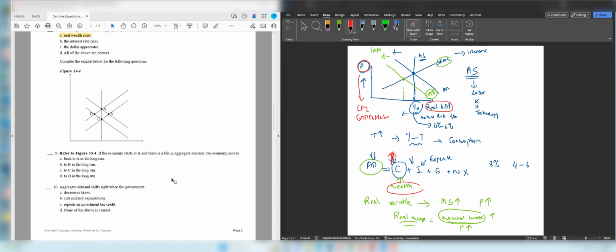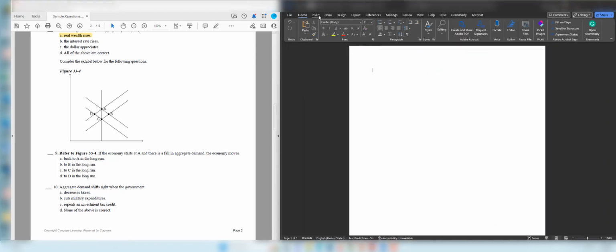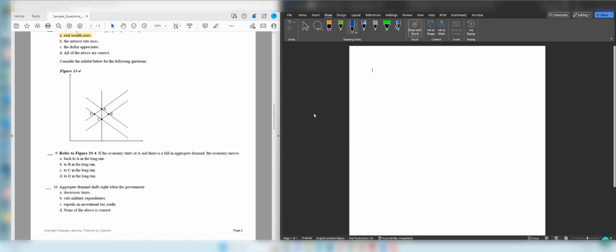Next question. If the economy starts at A, here on this point A, and there is a fall in aggregate demand, where does the economy move in the long run? This is a good question. Let's draw the curves first. We have the price level and the GDP, and we have the long-run aggregate supply curve, the short-run aggregate supply curve, and then the aggregate demand curve.